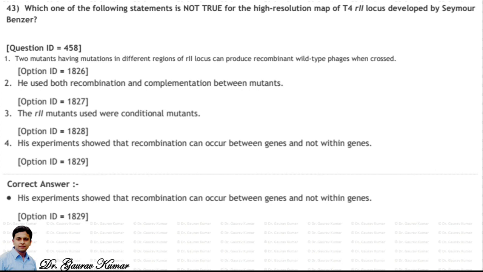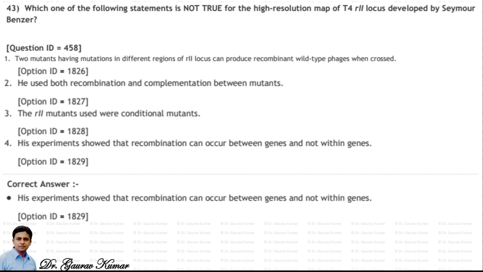He put the T4 rII system to use, creating and crossing hundreds of r mutants and developing an increasingly detailed map of the structure of the rII gene. In his early work, I guess he identified two separate but very close loci within the rII region, which he suggested were the nucleotide sequences that encoded different polypeptides, and he called them cistrons.